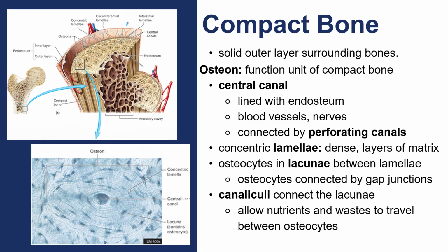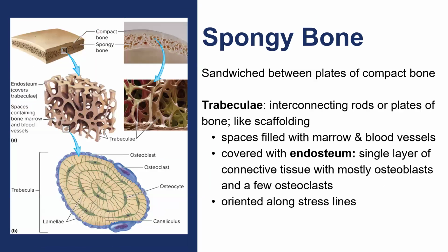Our functional unit changes when we're talking about compact bone versus spongy bone. In compact bone that we just talked about, our functional unit is an osteon made up of many osteocytes. In our spongy bone, our functional unit is a trabecula. And again, there's going to be multiple osteocytes. So don't get those confused. An osteocyte is just one cell, it's not the functional unit.